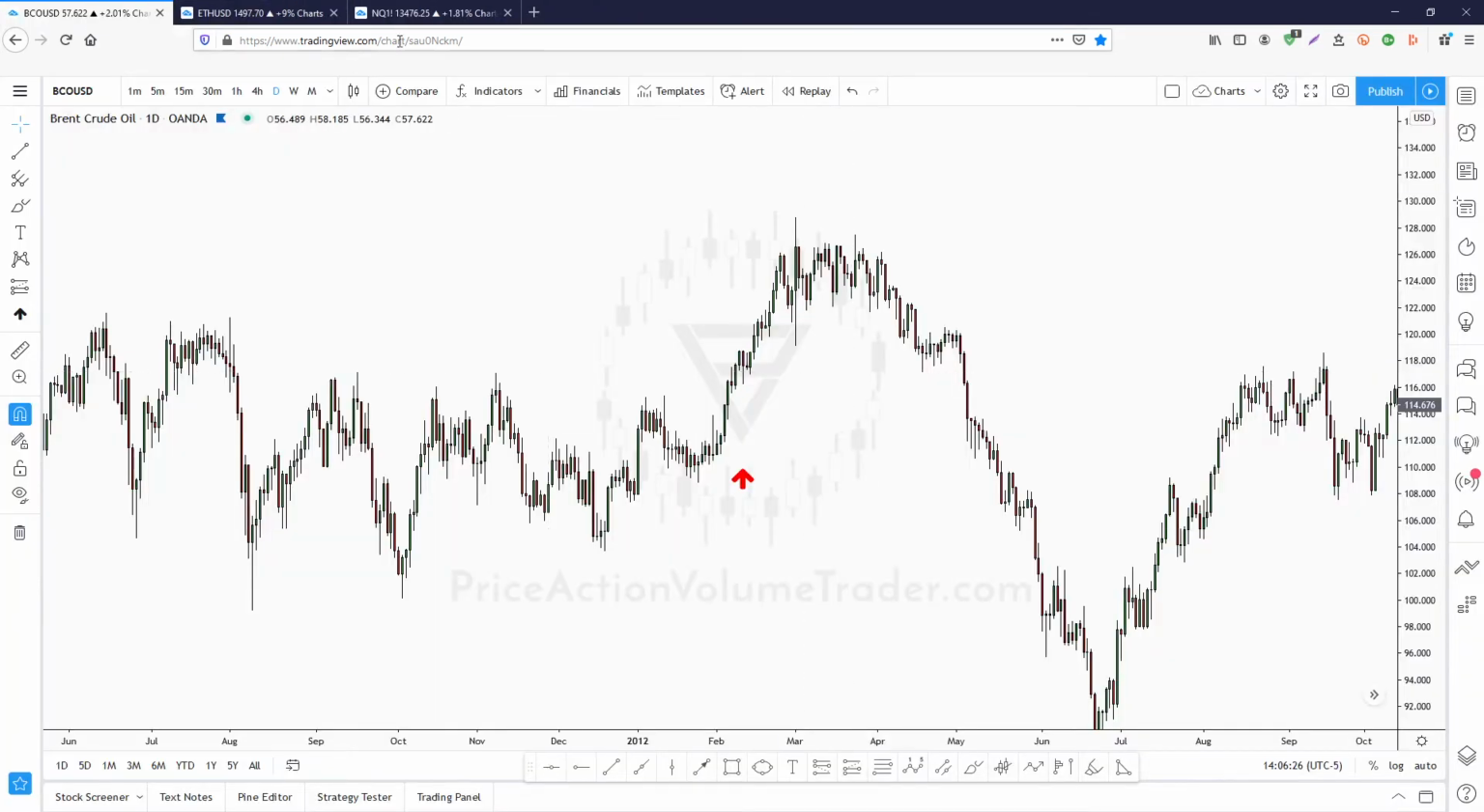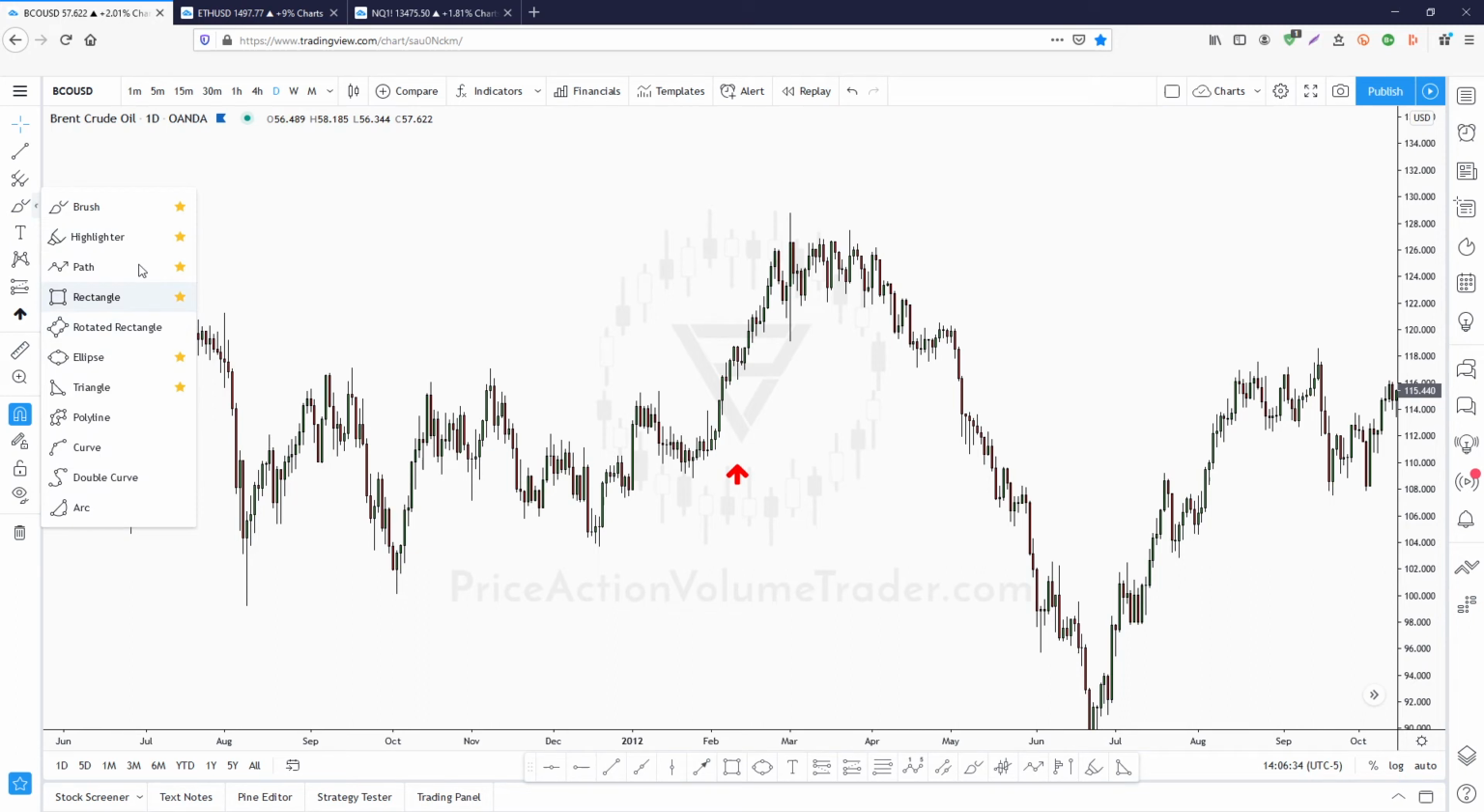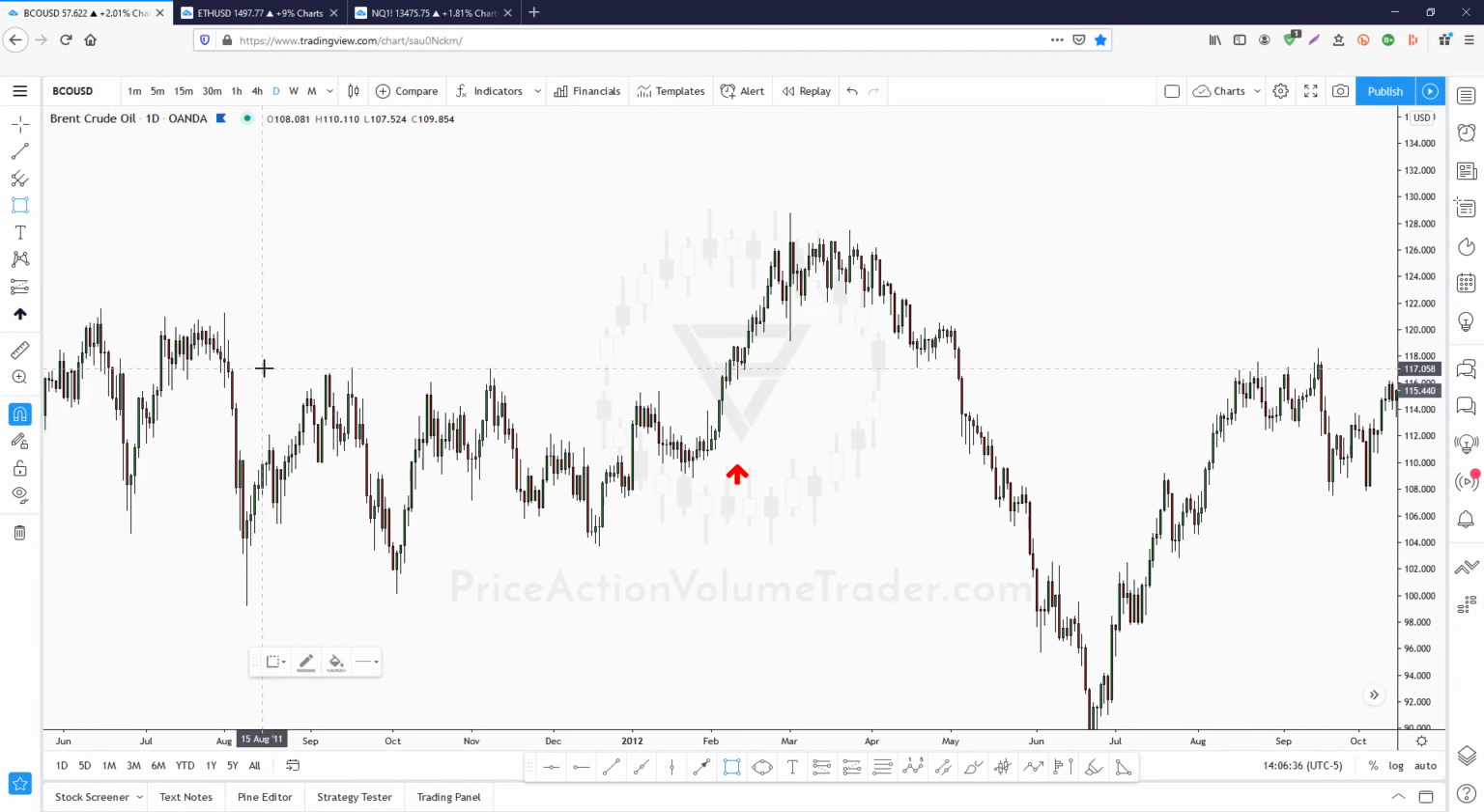Okay, let's just have 3 more quick examples. This is an example of one that failed. So I don't want to just show you something and tell you that it's perfect and works all the time, because obviously that's never the case in trading. So what do we have in this case?